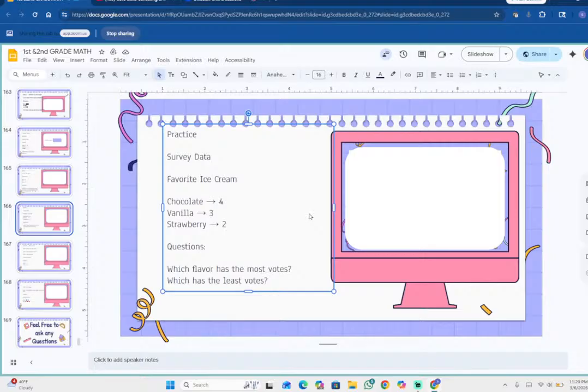Okay, so favorite ice cream. Chocolate, there's 4 people, so 4 votes. Vanilla has 3 people, so 3 votes. And strawberry has 2 people, so 2 votes.